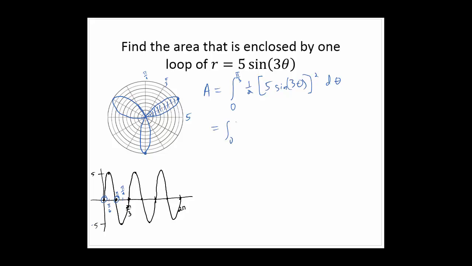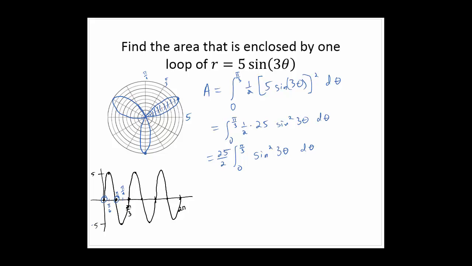Alright, so 0 to pi over 3, we've got the 1/2, squaring, that's 25, sine square 3 theta d theta. Let me bring the 25 over 2 out, and we're integrating from 0 to pi over 3. Now we've got that sine square 3 theta d theta. So again, I'm going to use that substitution.